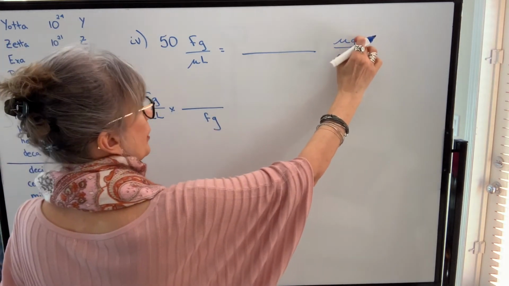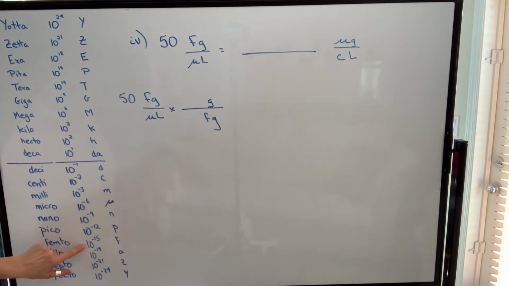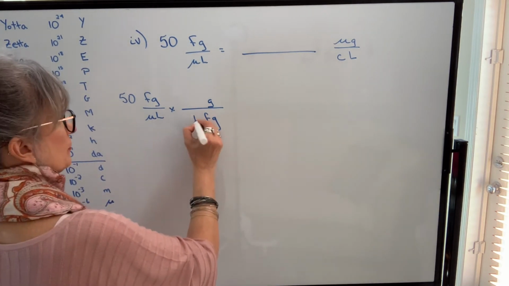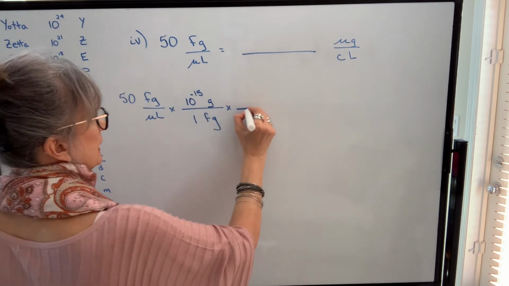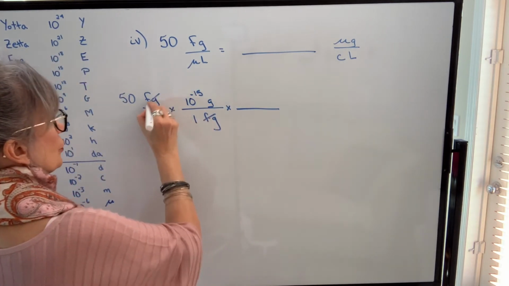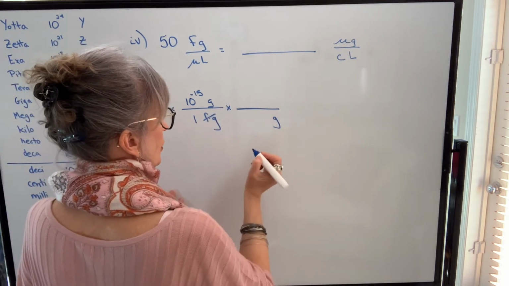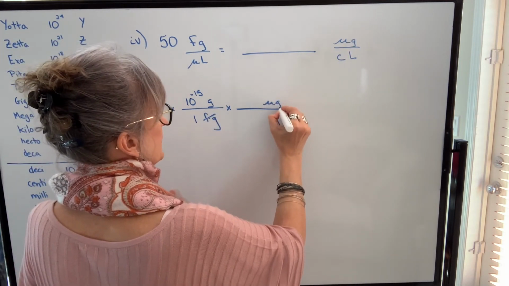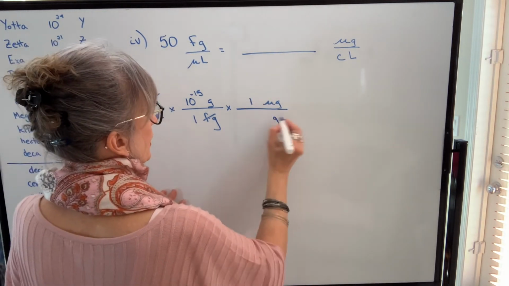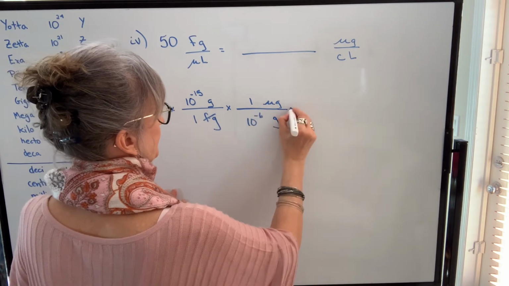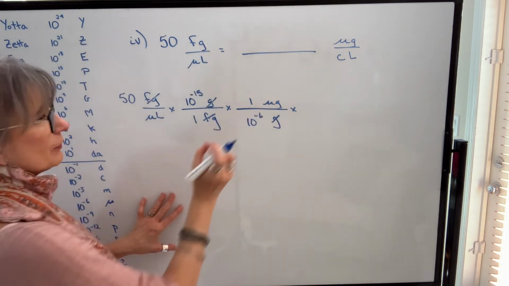Before I go to microgram, I'm going to go to the base unit of gram. Femto is 10 to the negative 15, so 1 femtogram is equivalent to 10 to the negative 15 grams. Then I want to go from grams to micrograms. So grams in the numerator, I put it in the denominator, replace it with micrograms. Micro is 10 to the negative 6, so 1 microgram is 10 to the negative 6 grams. So I've changed femtogram to microgram.